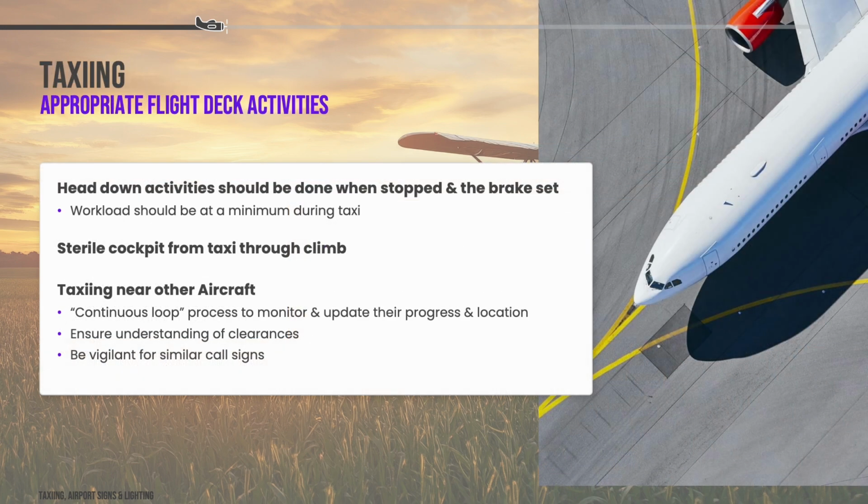So the appropriate flight deck activities while taxiing: head down activities should be done when stopped and the brake is set to keep your workload at a minimum during the actual taxi. Sterile cockpit taxi is a critical phase of flight, so you need to practice the sterile cockpit rule from taxi through the climb out until you get to cruise climb. So taxiing near other aircraft is what we call a continuous loop process, and that's just to monitor and update progressions and locations, and being clear and understanding all of your clearances and staying vigilant for call signs that might be similar to yours, but also for other traffic in the area.